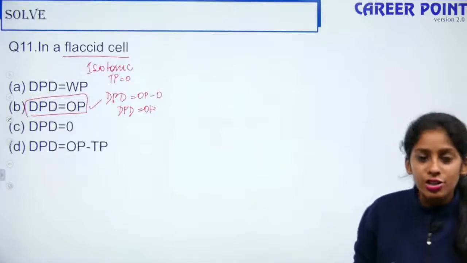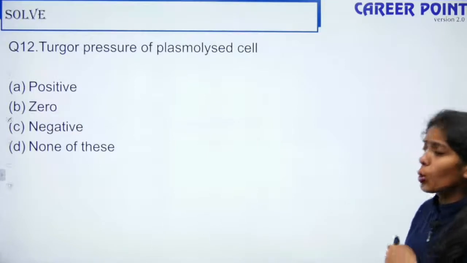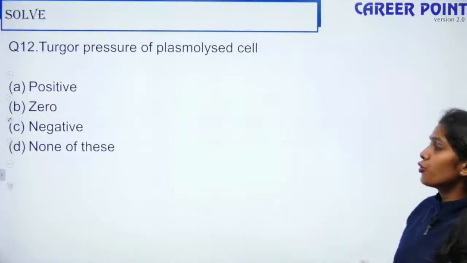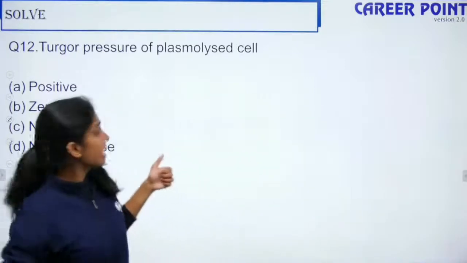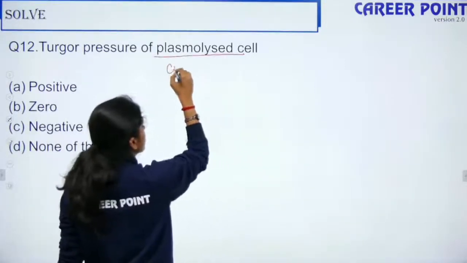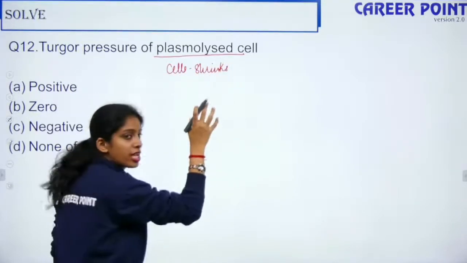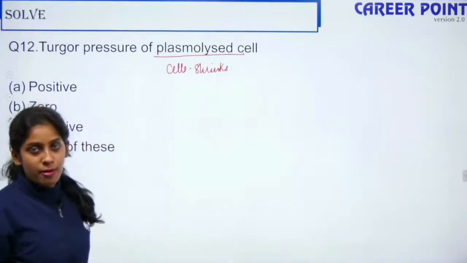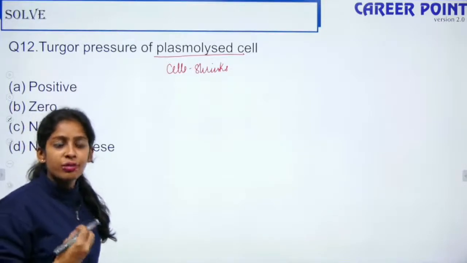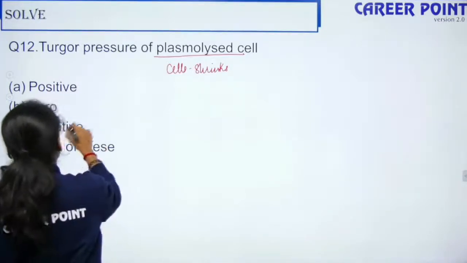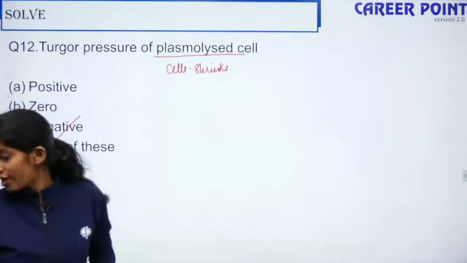Alright. So this is a condition regarding the flaccid cell. Fine. So now let's move further. Question 12. What is the turgor pressure of a plasmolysed cell? Remember, in a plasmolysed cell, the cell shrinks. The contents of the cell shrink away from the cell wall or the plasma membrane, meaning the water moves out of the cell. So the turgor pressure is obviously negative because the cell is going to shrink, right? So here your turgor pressure is negative. Done? I hope you are understanding how to solve questions of this type.